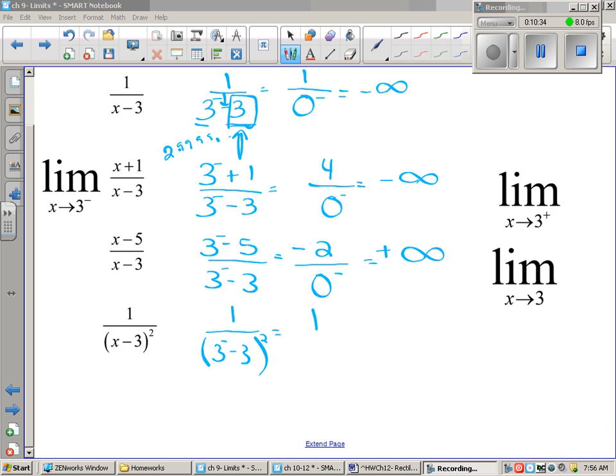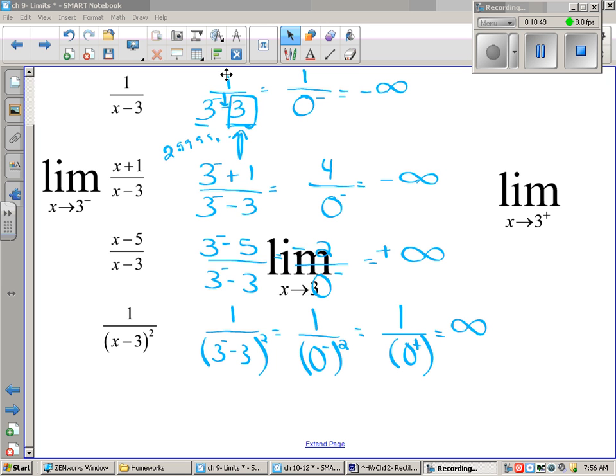Well, again, we've done it enough times to recognize that that would be 0 on the minus side, but we're going to square it. And whenever I square a negative, it becomes positive, and so this answer would also be positive infinity. All right, so how does that affect if I just had 3 regular, no plus, no minus?